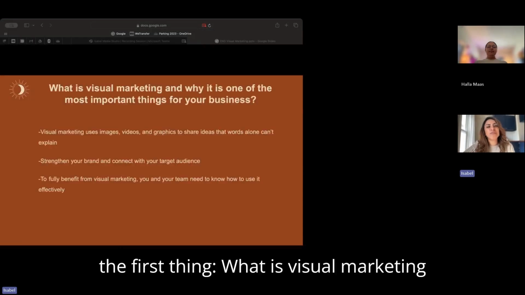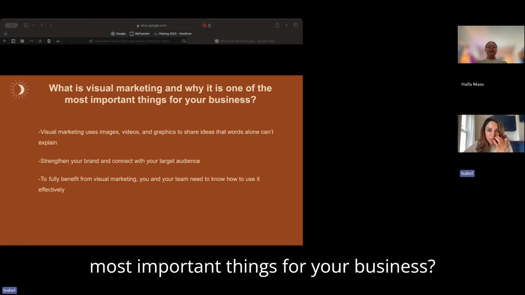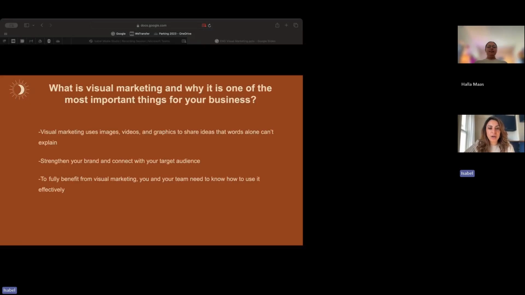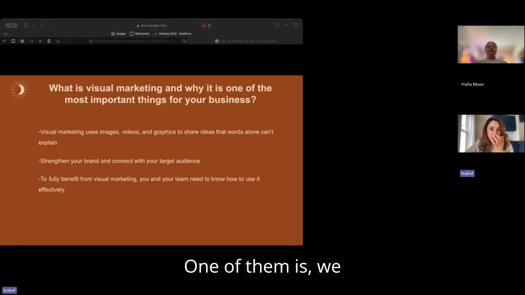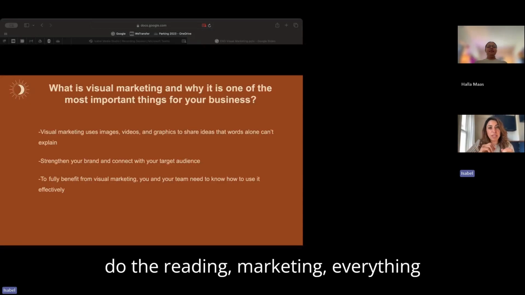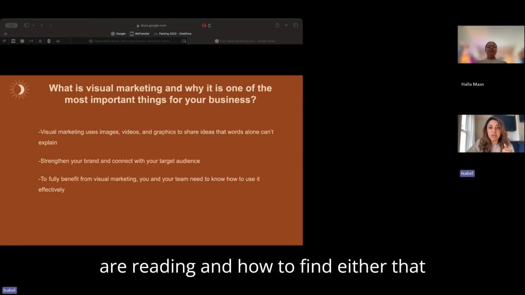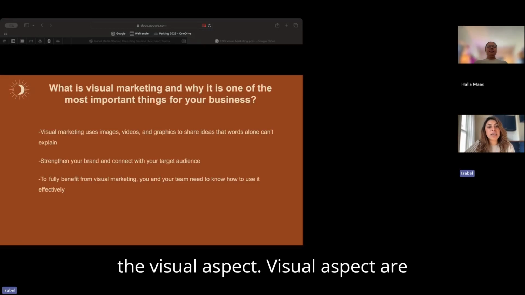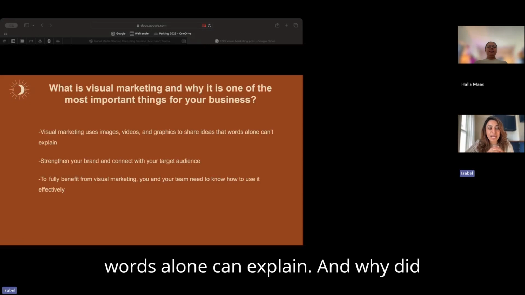So we'll put the first thing. What is visual marketing and why is this one of the most important things for your business? I try to explain that there are different types of marketing. One of them is reading marketing, everything that needs to be strategic when people are reading and how to find either that article or that post. And then comes the visual aspect. The visual aspect is images or graphics that share ideas that words alone can't explain.